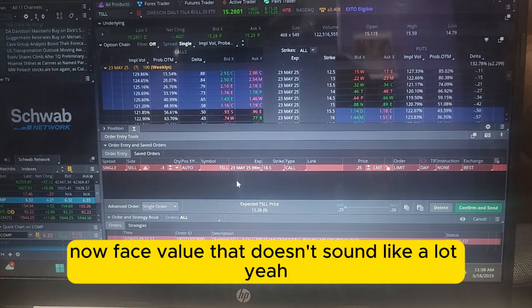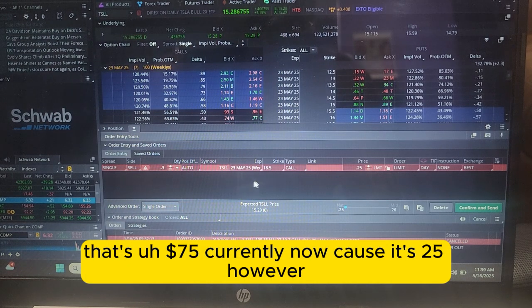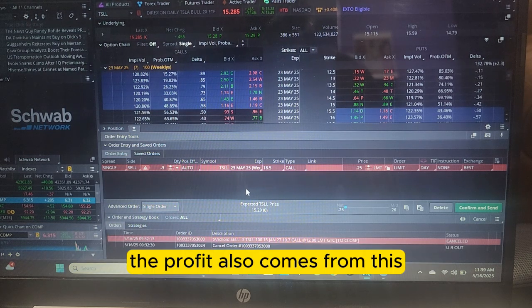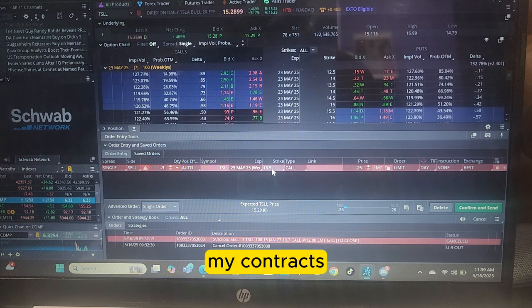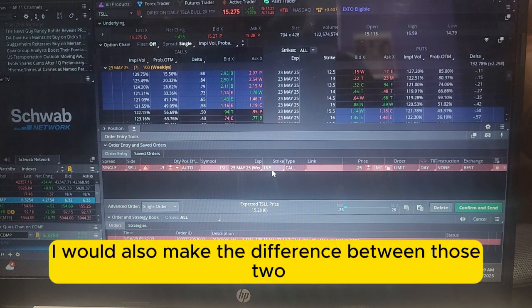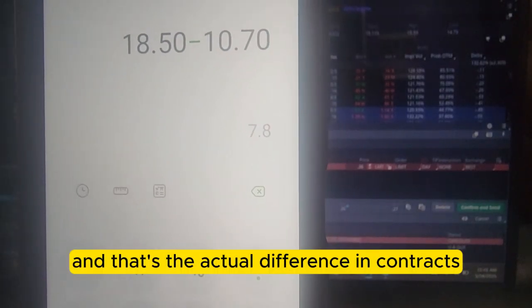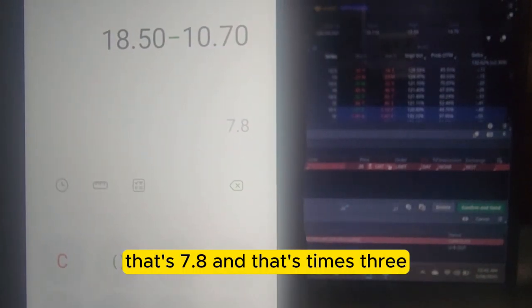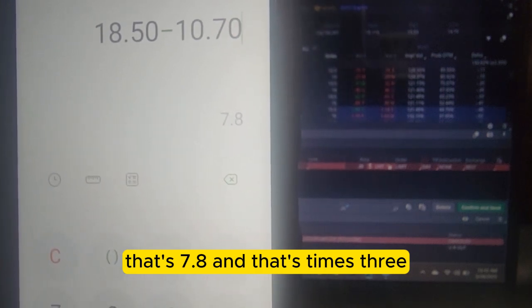Now on face value, that doesn't sound like a lot. Yeah, that's $75 currently now because it's 25. However, the profit also comes from my contracts I bought were $10.70. I would also make the difference between those two, and that's the actual difference in contracts. That's 7.8, and that's times 3.